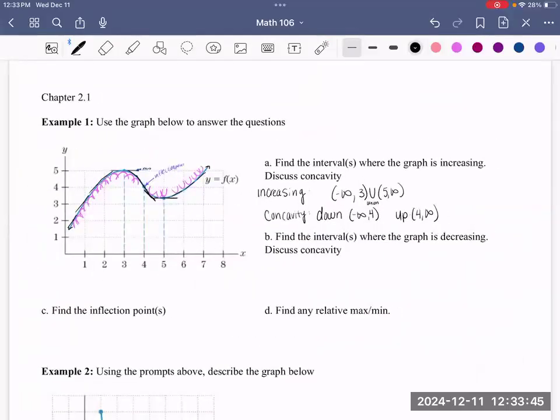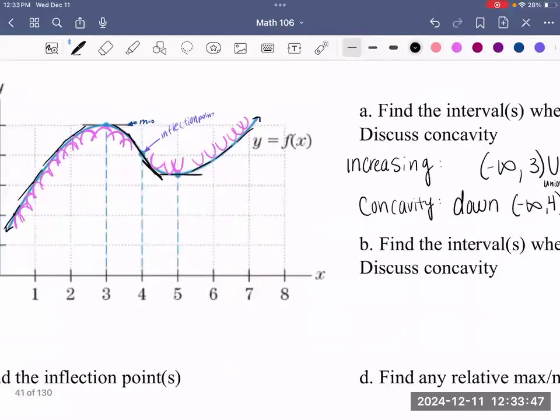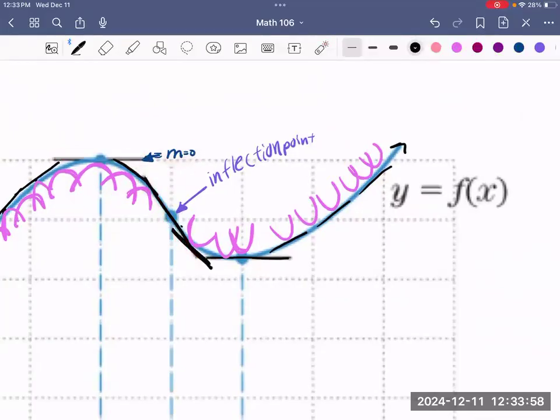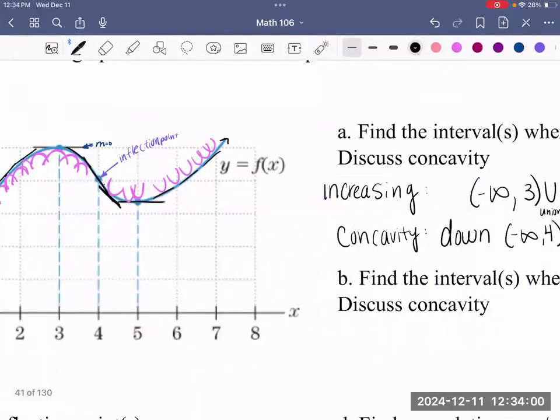So now where is the graph decreasing? Anywhere where you have a downward facing slope. We have a slope which is horizontal, so that means it's equal to 0. So anything on the opposite side, notice that again, it's going to be decreasing. It's going to be decreasing over the interval between 3 and 5, not including 3 and 5, because at 3 and 5, where your slope is equal to 0, we're no longer decreasing. We're not moving.